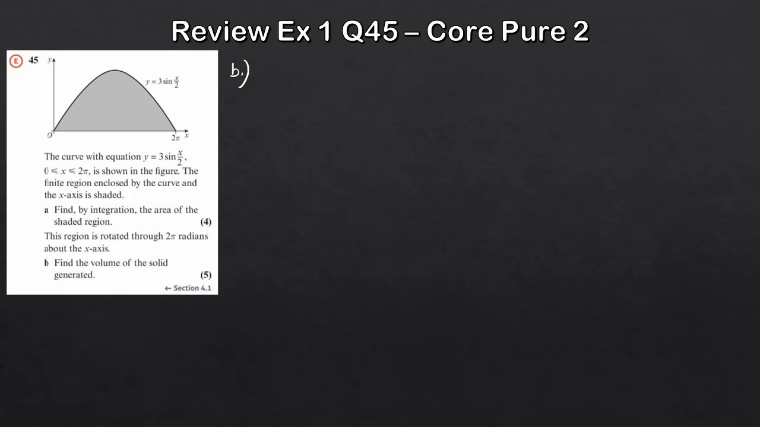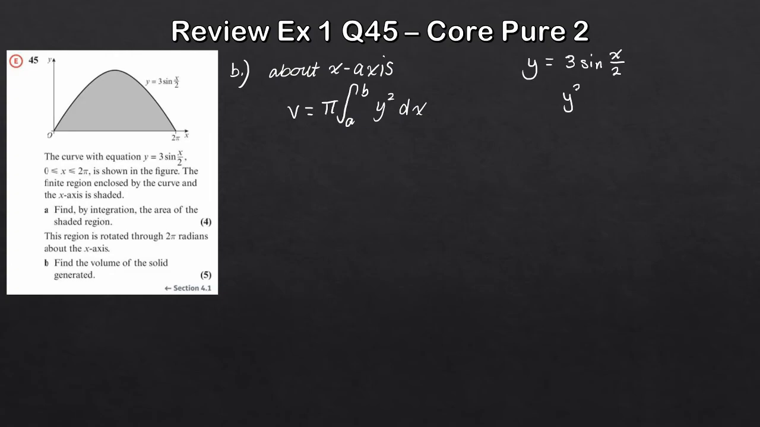We're going to be integrating. Obviously, we need the volume, so we're about the x-axis. So V is simply pi times the integral from a to b of y squared this time, because it's about the x-axis. Now we know what y is. y is just 3 sine x over 2. So y squared will just be 9 sine squared x over 2.